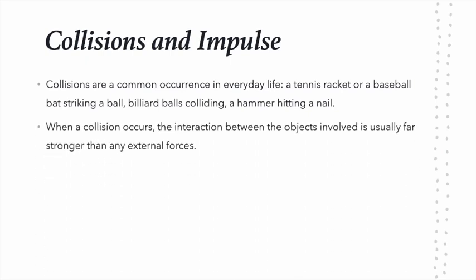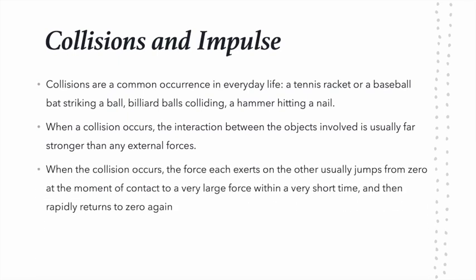Now, when a collision occurs, usually the forces between the two objects involved are far stronger than anything external that could be happening to the system. So when a collision occurs, we can ignore other forces that are external to the contact of the two objects. Things like gravity, friction, air resistance, anything like that can be ignored at the collision point. Not the time leading to the collision or after the collision, but when the contact occurs.